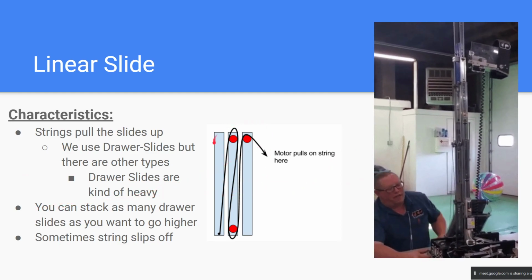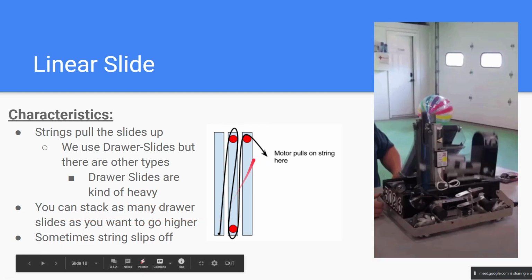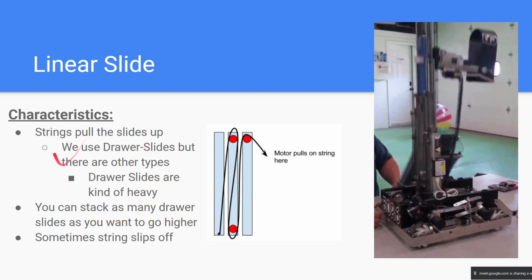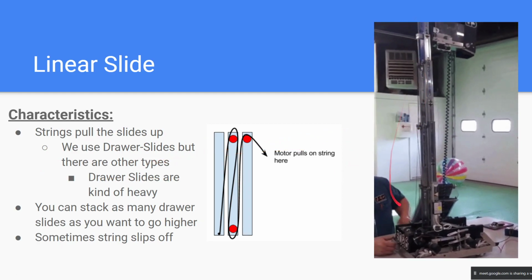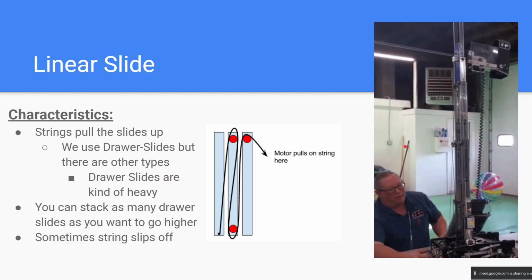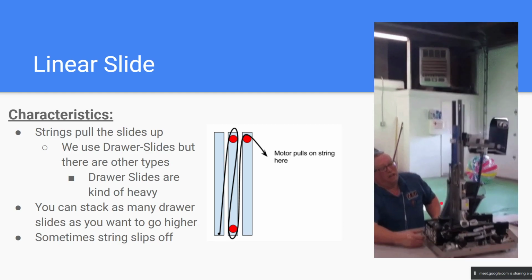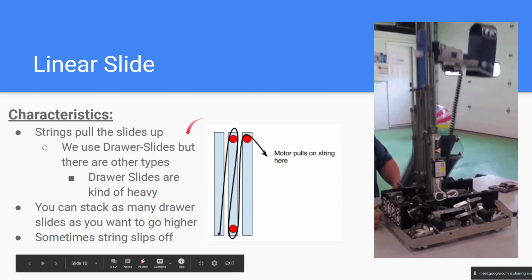The cool thing about this is that you could stack as many drawer slides as you want. I could add more layers and layers of drawer slides to go even higher. Like this robot on the side here is probably using maybe 3 or 4, because it's really tall. And it's pretty compact too.